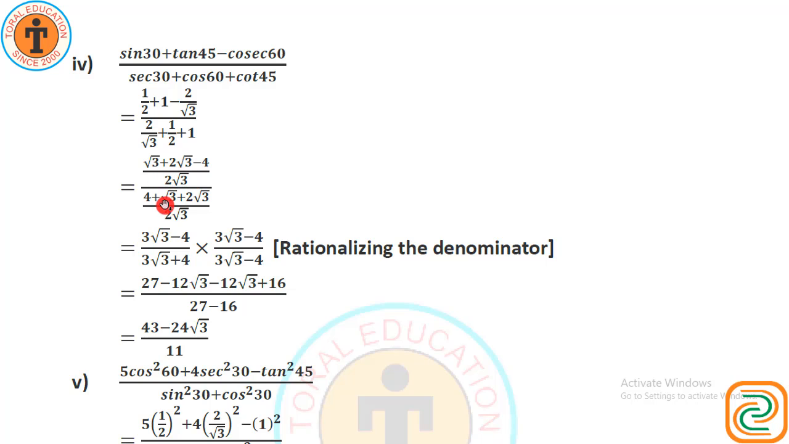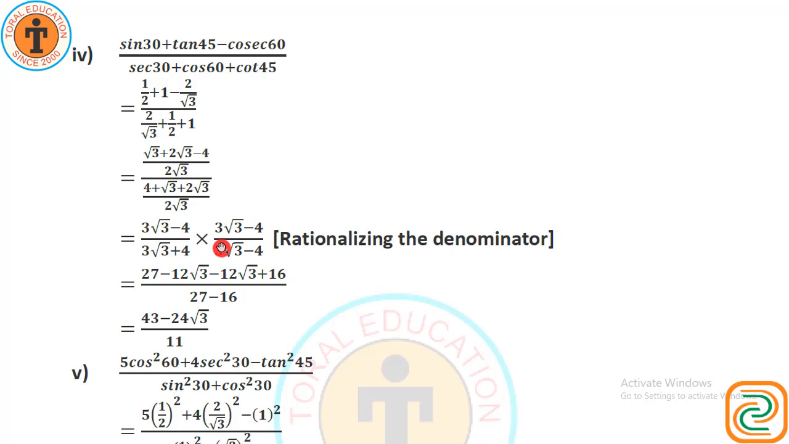4 plus root 3 plus 2 root 3 from this denominator. 2 root 3 and 2 root 3 cut off. So what is here? 2 root 3 plus root 3, that is 3 root 3 minus 4. Here root 3 plus 2 root 3, that is 3 root 3 plus 4. So what is here? Rationalize the denominator.